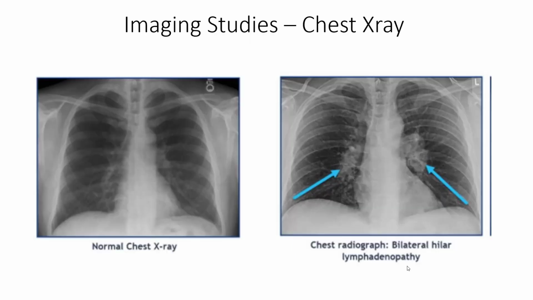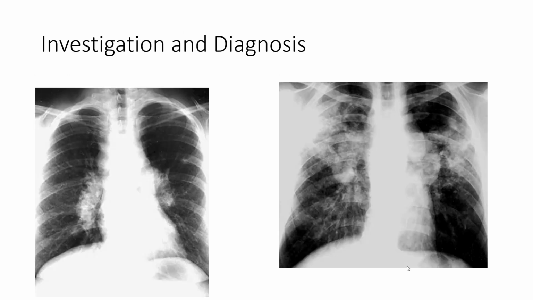So here we have the classic radiologic manifestation of sarcoidosis, bilateral bulky hilar lymphadenopathy. And so anytime you see this clinically or on a board exam, you definitely want to consider sarcoidosis as the cause. Here's a couple of more radiographs that show the advancement of the bilateral hilar adenopathy.